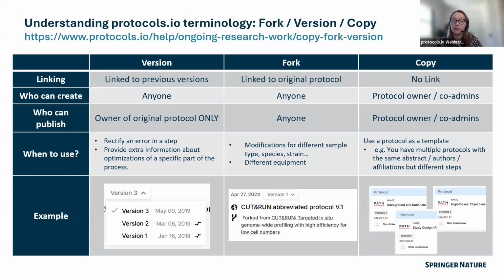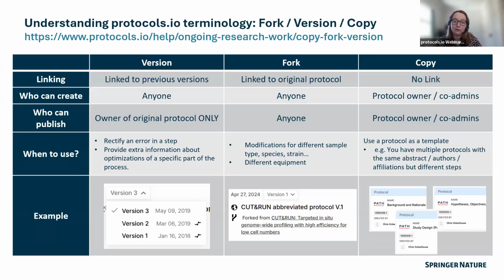A fork also links to the original protocol. It can be created by anyone and published by anyone. This is used when you're modifying a protocol for different sample types, species, strains, equipment. And you can see here, you'd have the protocol and forked from, which brings you back to the original protocol.